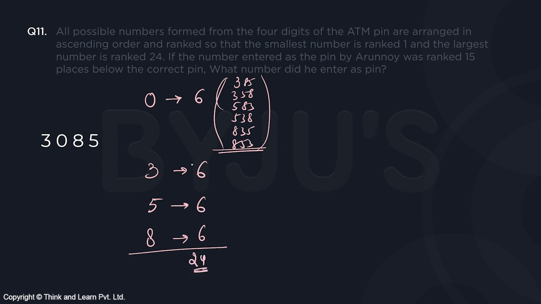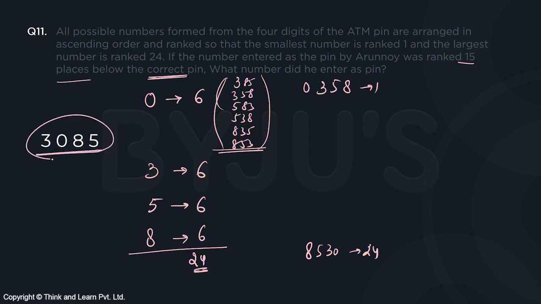Now he says if they are ranked, where smallest number is ranked 1, so the smallest number would be 0358. He says this is ranked 1, and the largest is 24. So the largest is 8530. This is 24th. If the number entered as the pin by Aruno was 15 ranked places below the correct pin, 15 places below the correct pin. So what is the rank of the correct pin? Let's talk about it. What is the rank of the correct pin?